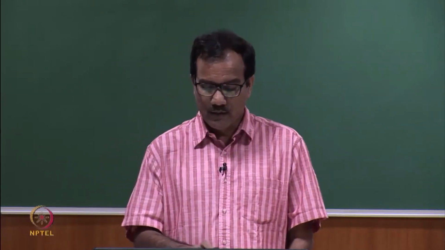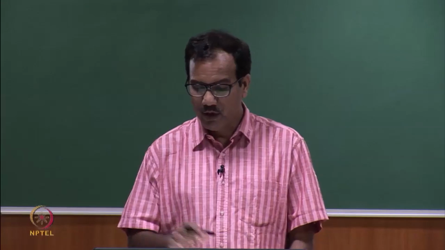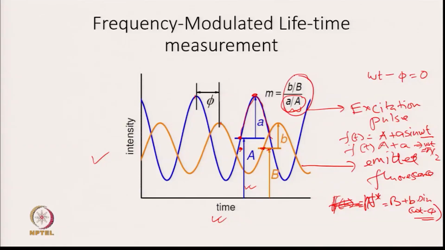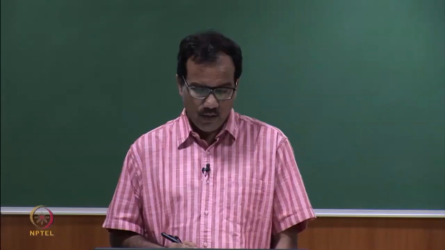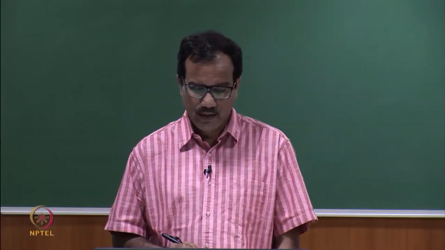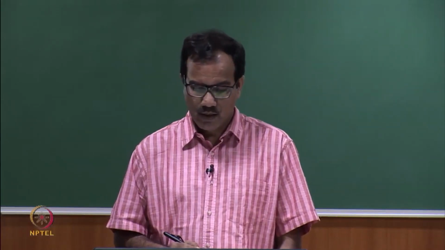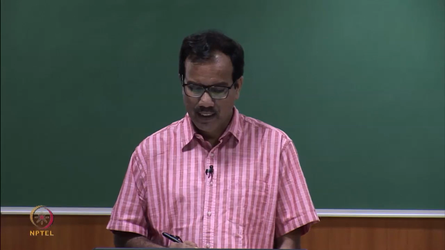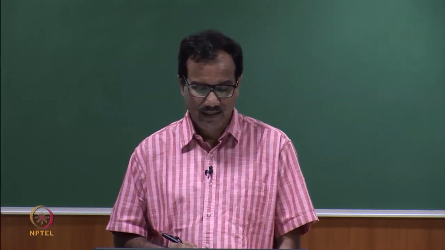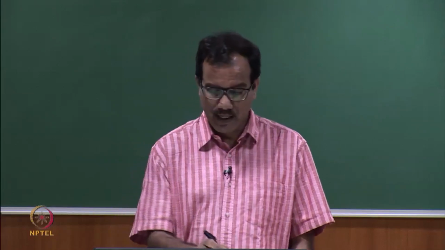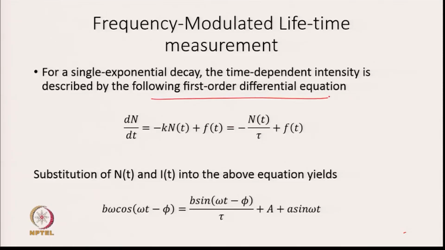What we need to do is measure this phi, or measure this B factor, because phi and this m value are related to the lifetime. And the way we can do it is given in this slide. If we consider single exponential decay, the time dependent intensity will be described by this first order differential equation, which is dN by dt is equal to minus k into N(t) plus F(t).